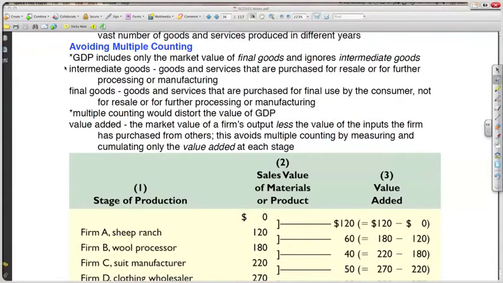One of the things we have to make sure we do not do is multiple counting. So to avoid multiple counting, we ignore intermediate goods. Intermediate goods would be goods and services that are purchased for resale to be further used down the production process. Final goods are those goods and services that are actually at the end. So it's sitting there on the shelf ready to be purchased by the consumer.